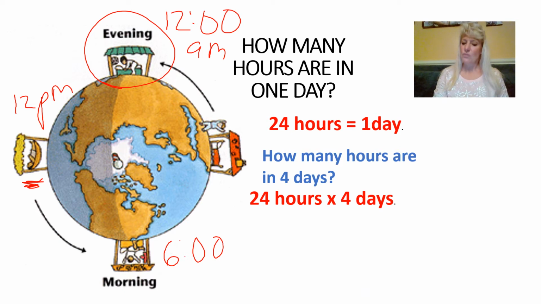I'm going to take the 24 hours, I'm going to multiply it by 4, and that's going to give me how many hours that we have. So 4 times 4 is 16. I carry that 1. 4 times 2 is 8, and 1 more is 9. So that means there is 96 hours in 4 days. So if I were going to be going on vacation for 4 days, I would be gone for 96 hours.